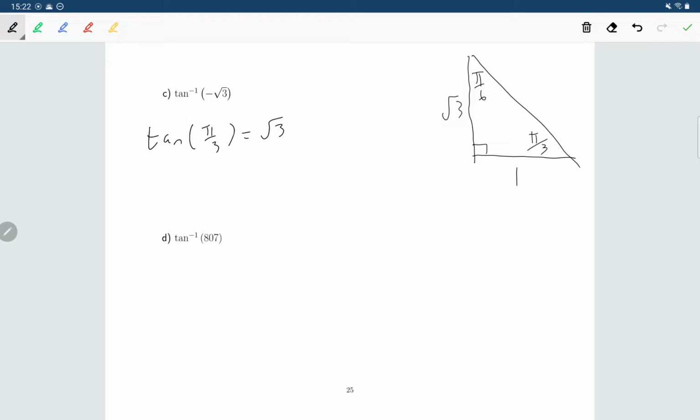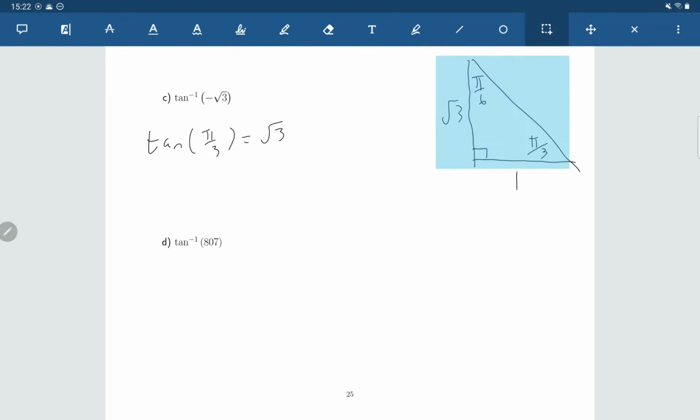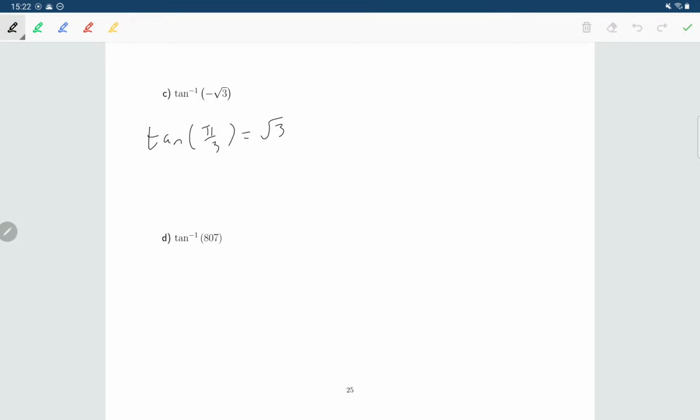And root 3 over 1, of course, that's the same thing as just root 3. Now, we want tangent inverse of negative root 3, or in other words, what's the angle where tangent of that angle gives us negative root 3? And I know what that angle should be. It should be tangent of negative pi over 3. And that's, again, going to tell us that since tangent of negative pi over 3 is negative root 3, then that means tangent inverse of negative root 3 is negative pi over 3.